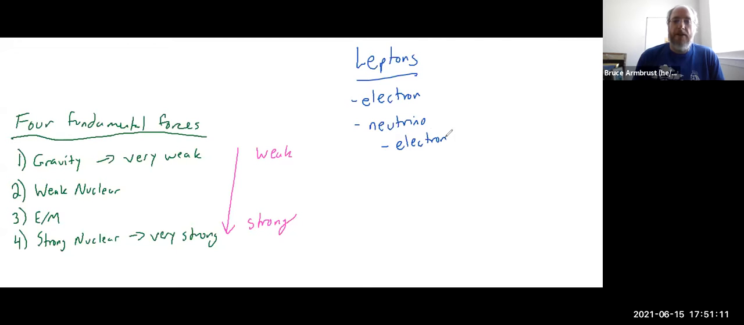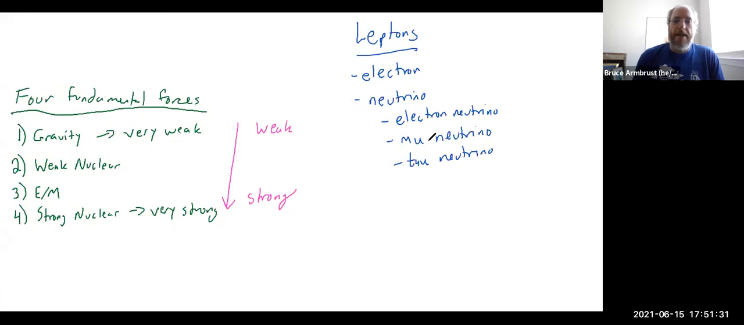There's what we call the electron neutrino, the mu neutrino, and the tau neutrino. Okay, so there are three different neutrinos, and they are formed when these other things are formed. Like the neutrino we were talking about with beta decay, that was the electron neutrino, because it shows up with the creation of an electron.